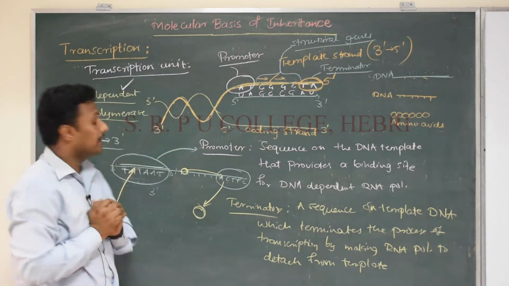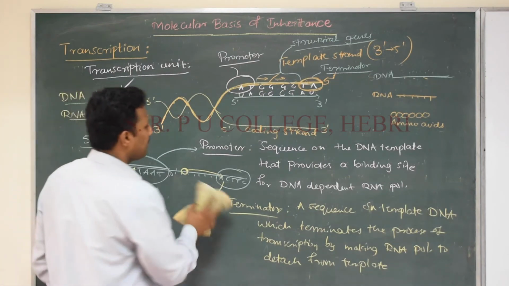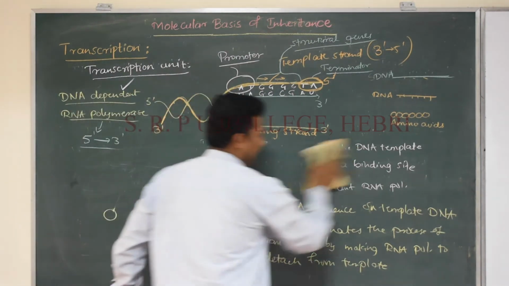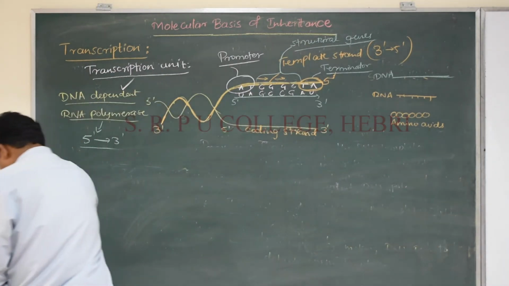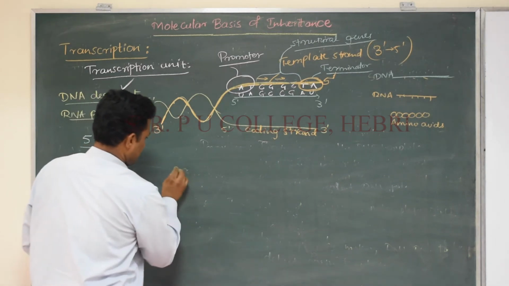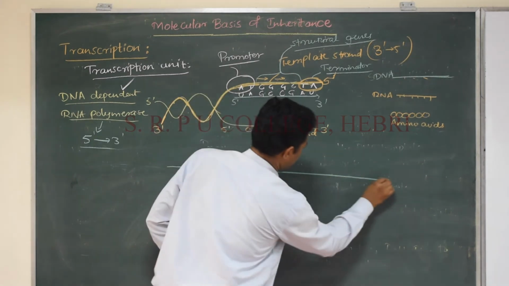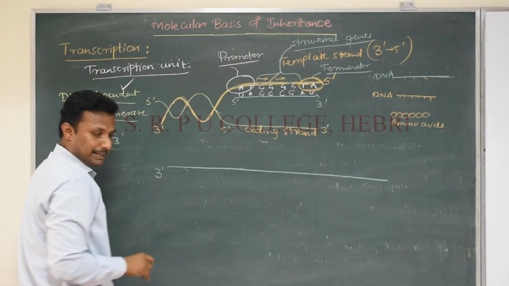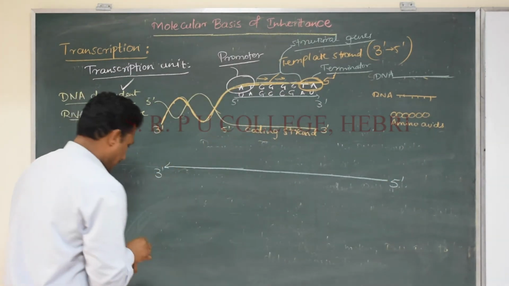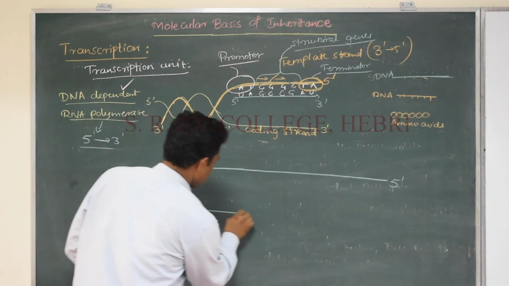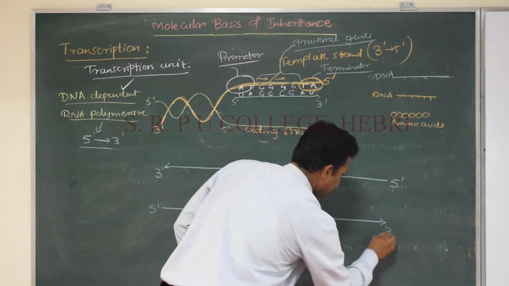This is about the transcription unit, and we need to learn how to draw the diagram of the transcription unit as given in the textbook. I'll try to draw the actual diagram so that you can understand, and that diagram is also very important for you. So this is the template strand. You know the template strand polarity will be 3' to 5', right? And the other one is the coding strand, which has the polarity 5' to 3'.